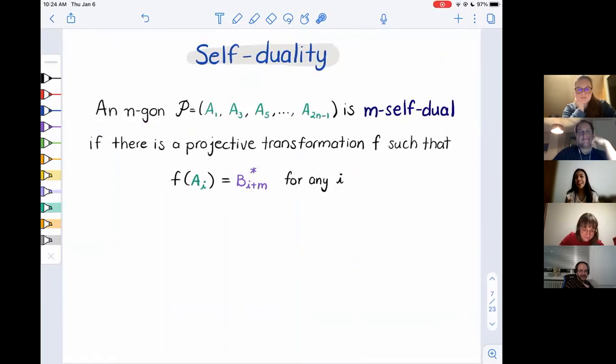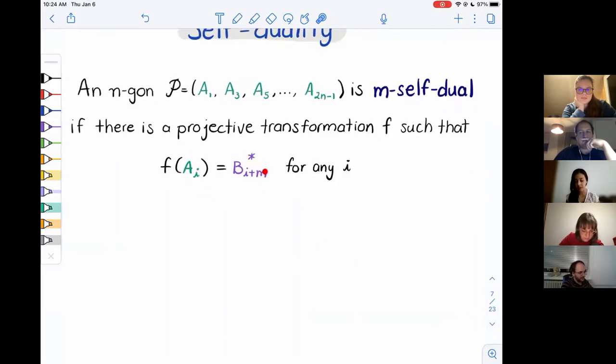Okay, so finally, I can tell you what a self-dual polygon is. If you have a polygon, then I'm going to say that that polygon is m-self-dual if there's a projective transformation that sends the vertices of my polygon to the vertices of its dual, but with a shift. So the m here, this parameter, corresponds to the shift that I am seeing when I send the polygon to its dual.